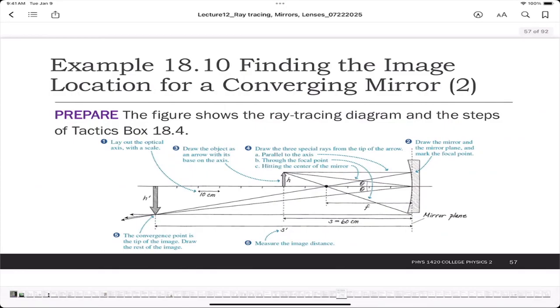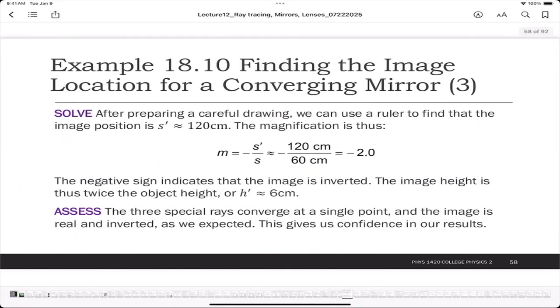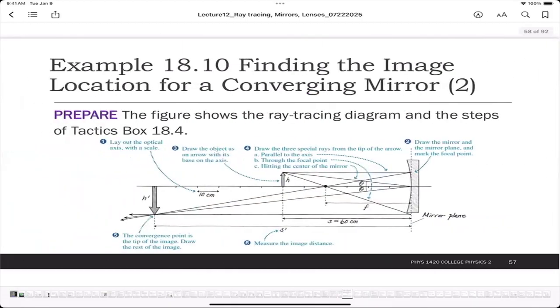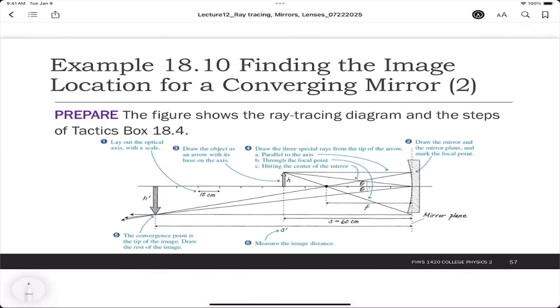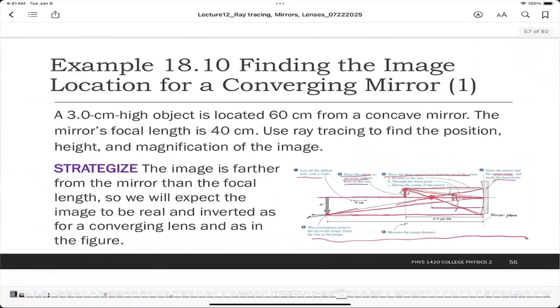The figure we just talked about covers step 1 to step 6. The figure shows the ray tracing diagram and the steps in Tactics Box 23.4, and how to solve it. You can see here, this scale is 10 centimeter, and this is 16 centimeter.